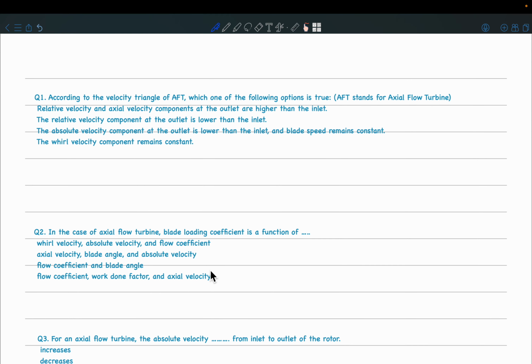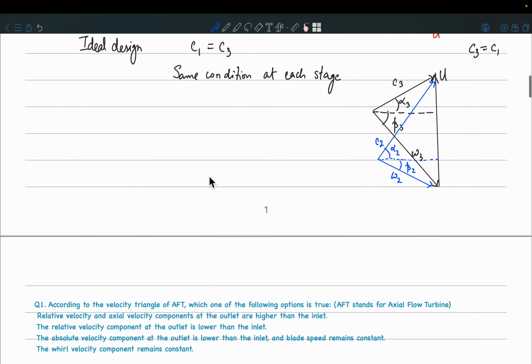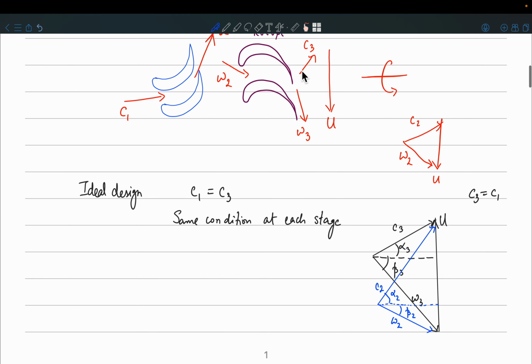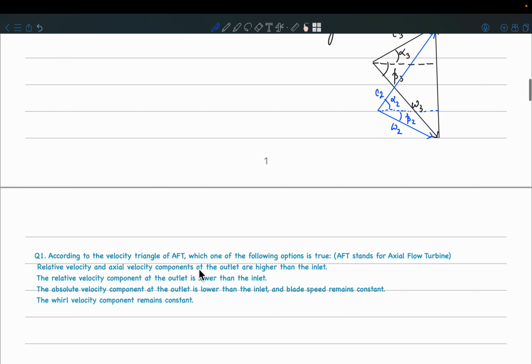Okay, the first question is, according to the velocity triangle of an axial flow turbine, which one of the following options is true? So is the relative velocity and axial velocity components at the outlet higher than the inlet? So we just now saw that at the outlet, which is station 3, and we are comparing it with station 1, they are asking if the relative velocity and the axial velocity components are different. Well, that's not true. We are trying to ensure that the axial velocity remains same throughout the stage.